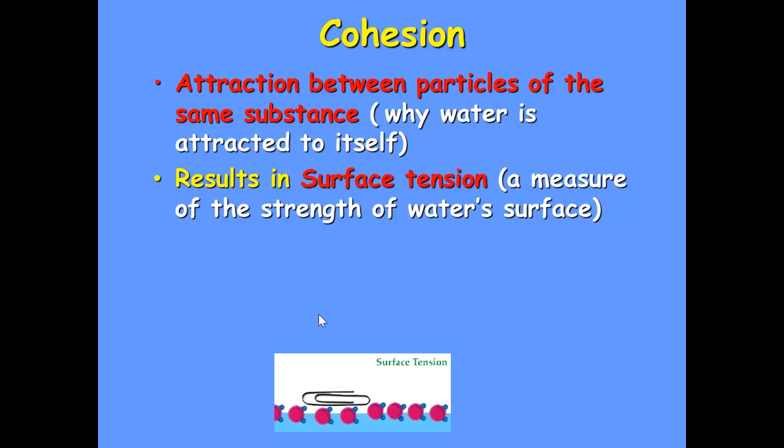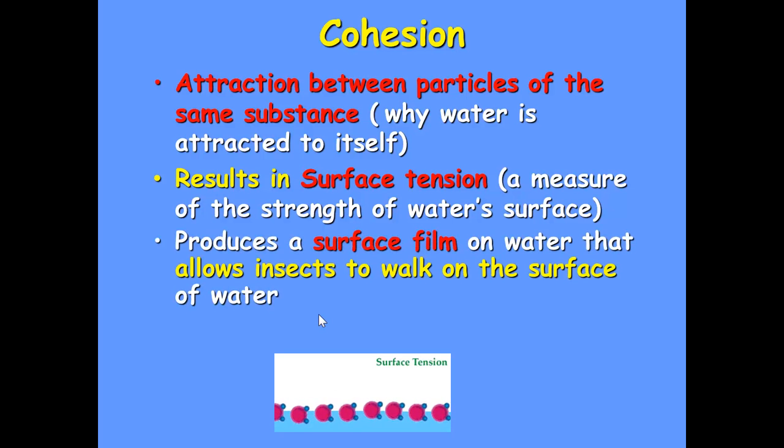Here's an example of cohesion, and I'll tell you what it is. Cohesion is the attraction between particles of the same substance. So it's why water is attracted to itself. It results in surface tension, which is a measure of how strong the surface of the water is. It produces a film over the water that allows bugs and things like that to walk on it or rest on the surface of the water.